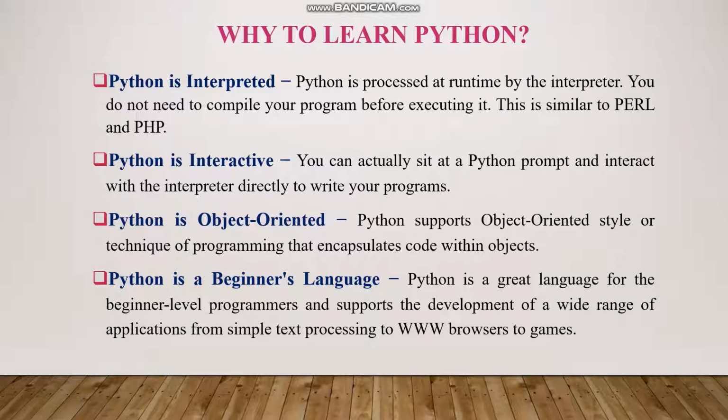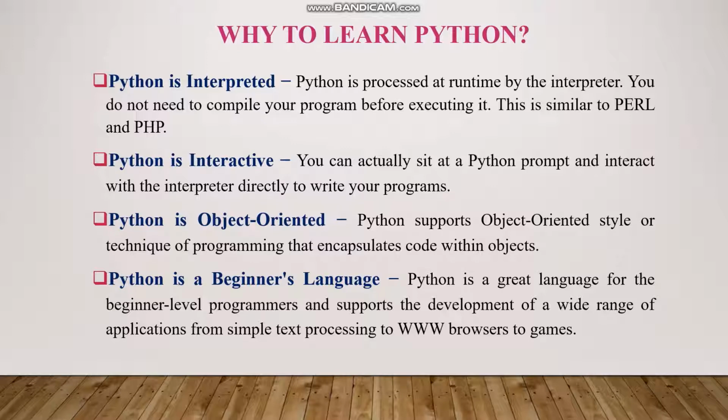Python is interpreted. Python is processed at runtime by the interpreter. You do not need to compile your program before executing it. This is similar to Perl and PHP. Python is interactive. You can actually sit at a Python prompt and interact with the interpreter directly to write your programs. Python is object oriented. That means Python supports the object oriented style or technique of programming that encapsulates code within objects.